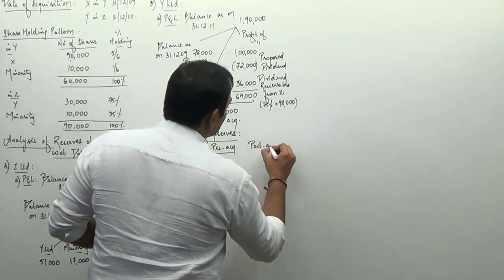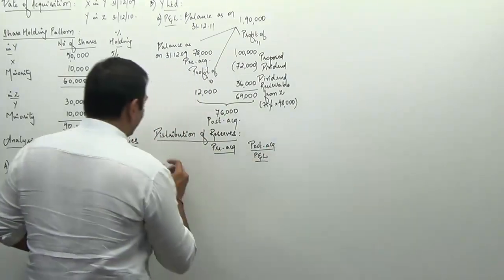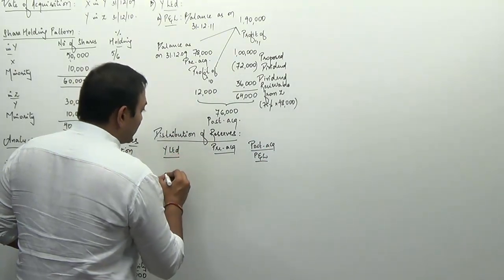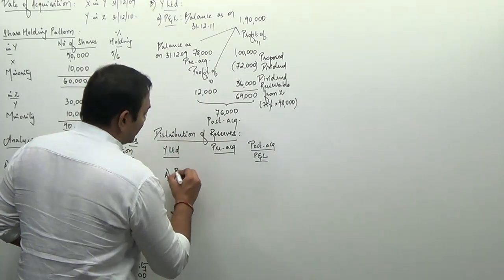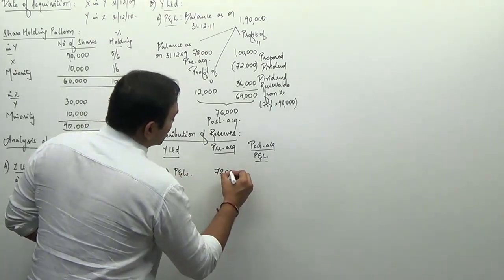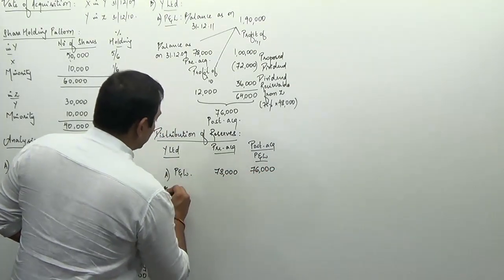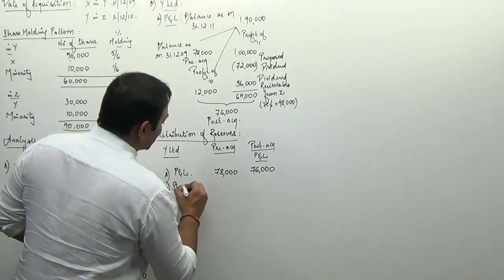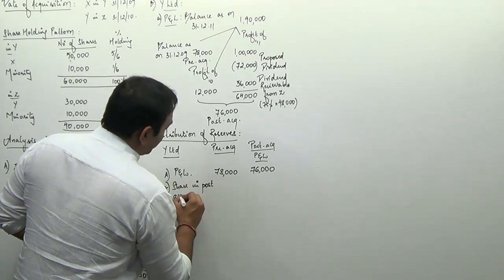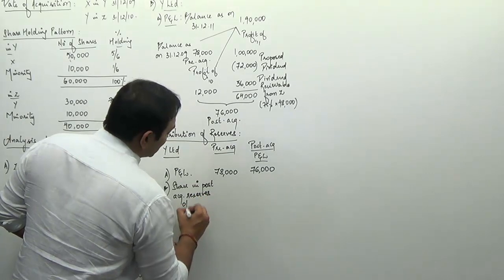Single column under post acquisition, only the P&L column appears. There's no other reserve. This is Y limited distribution, Z limited I already distributed. P&L: 78,000 pre-acquisition, 76,000 post-acquisition. Add Y limited share in post-acquisition reserves of Z.